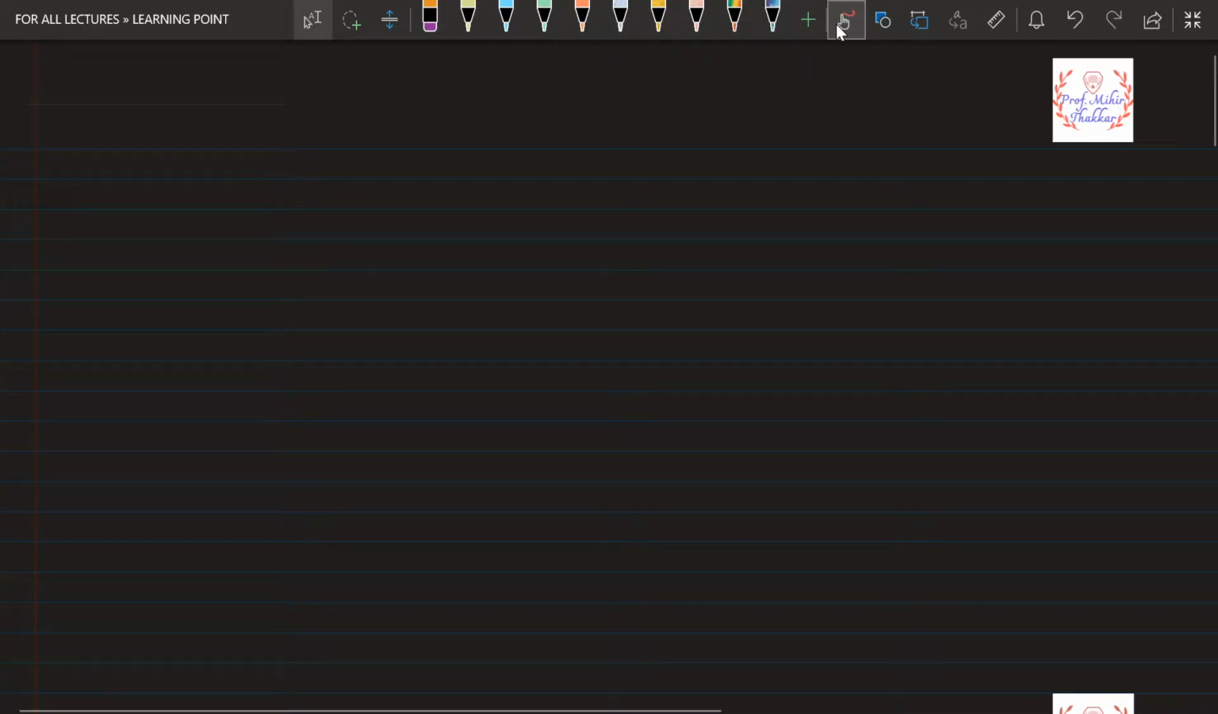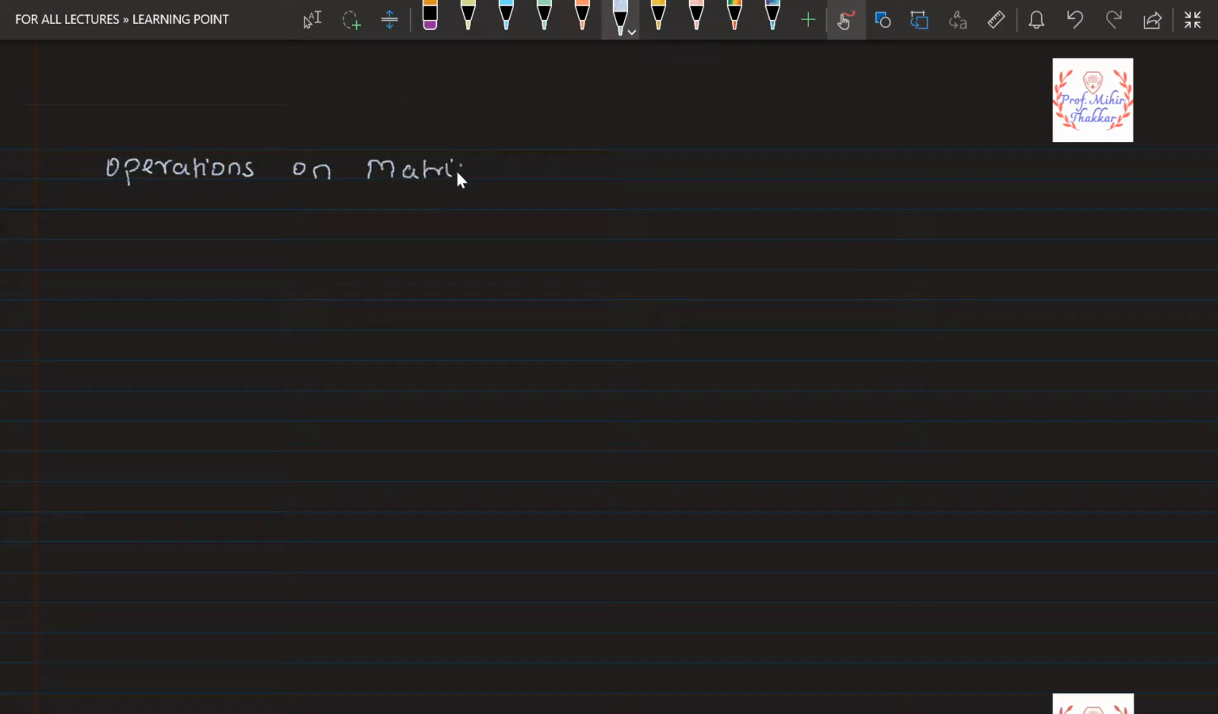Now see, the next part over there is based on operations on matrices. Now when we talk about operations on matrices, the first one is the equality of matrices. Now it's a very easy point over there actually.